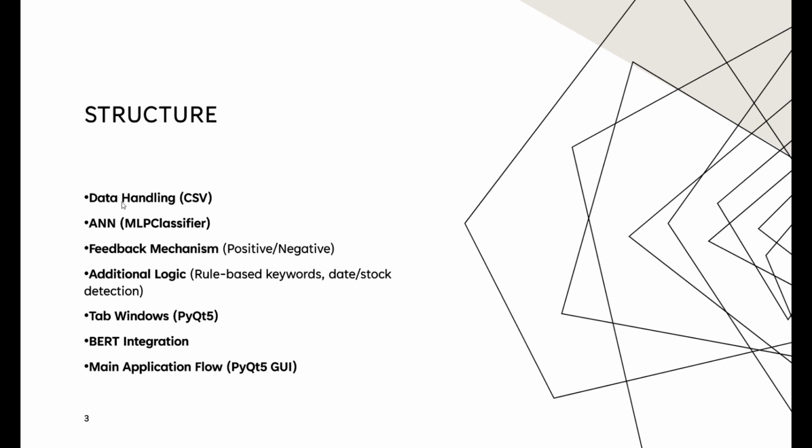So how does the structure go? We have the data in CSV files. We have our ANN methods, multi-layer perceptron and BERT. We have our feedback mechanism, which helps the ANN to learn. There is some additional logic to fill the gap of the whole search engine, basically, and our interface.